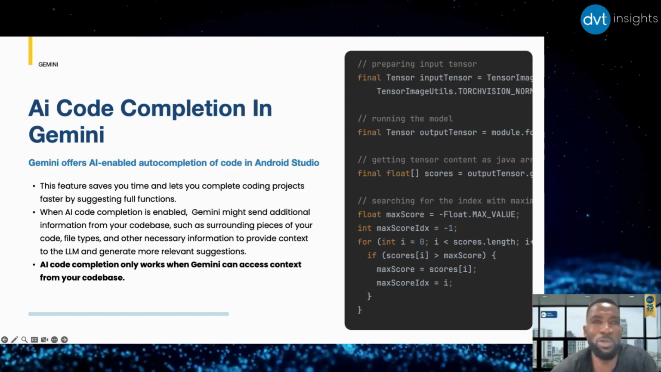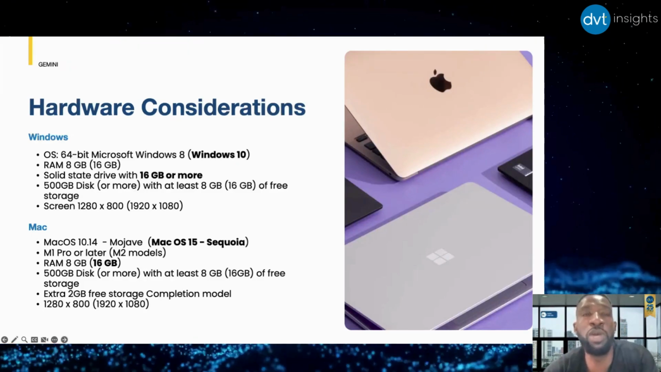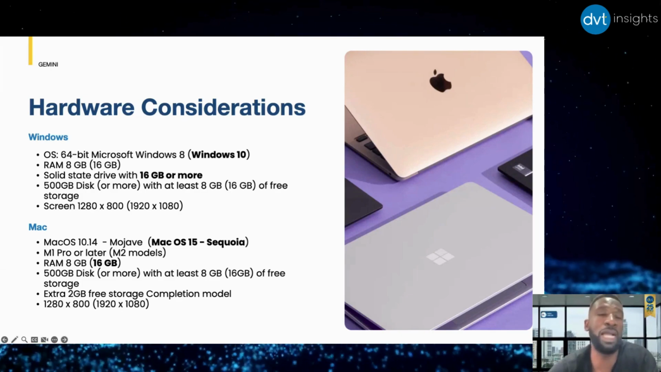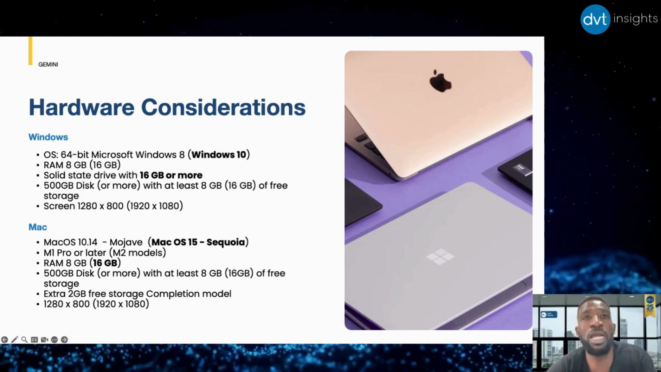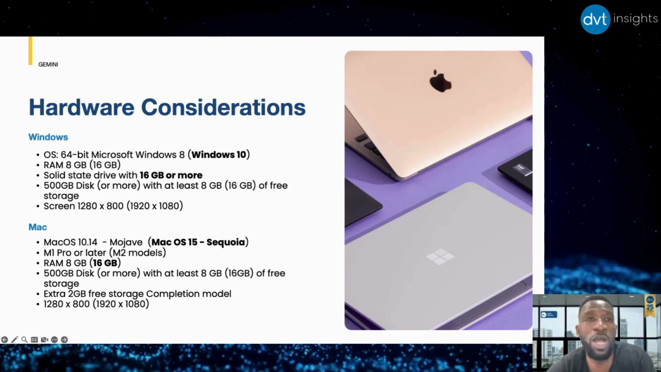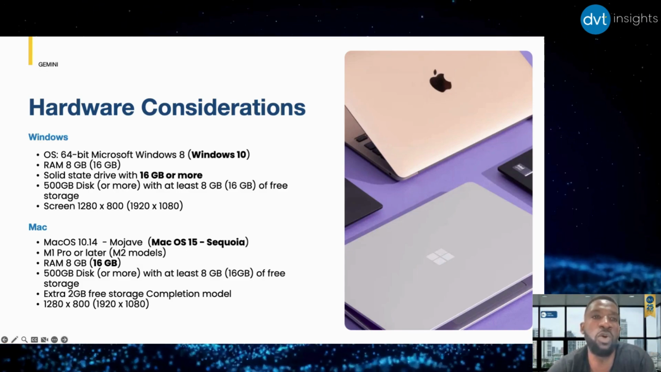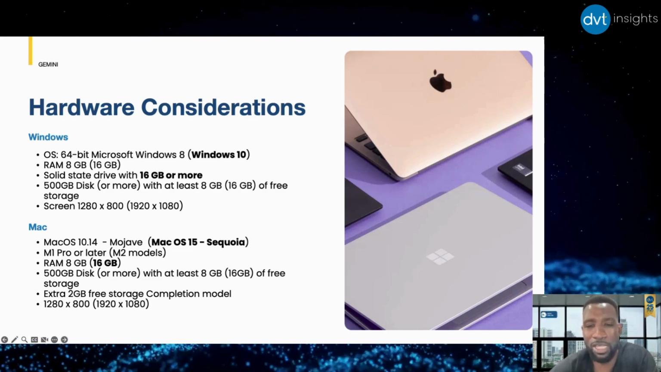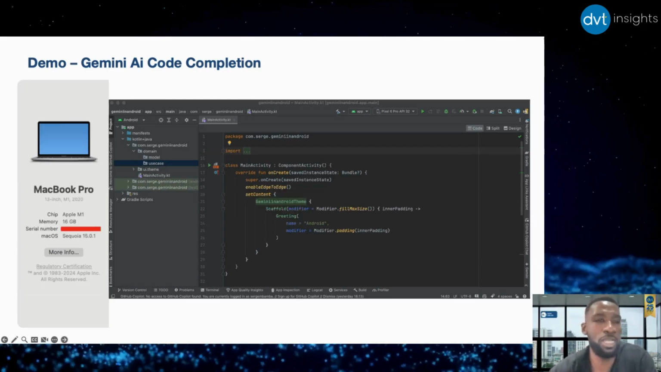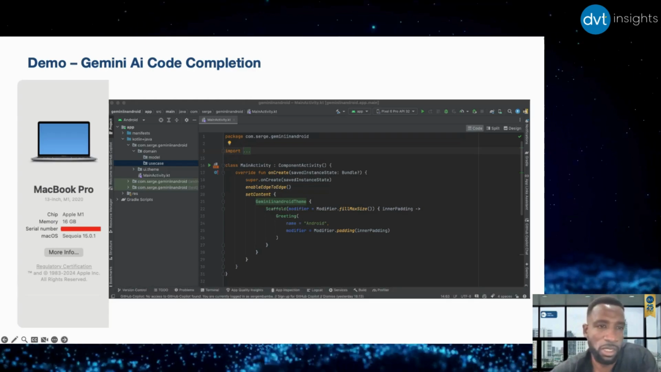In terms of hardware requirements, now we can include the Windows guys, because we can do development for Android on Windows and Mac as well. So the requirement looks like we want Windows 10 for Windows and 16 gig of RAM. And then the Mac requirements are more similar. It's Mac with 60 gig of RAM. Now let's see it in action. Let's kick off with code completion on Gemini.